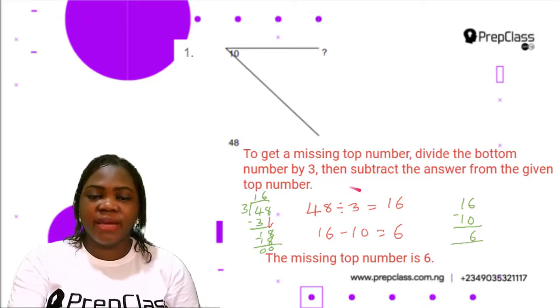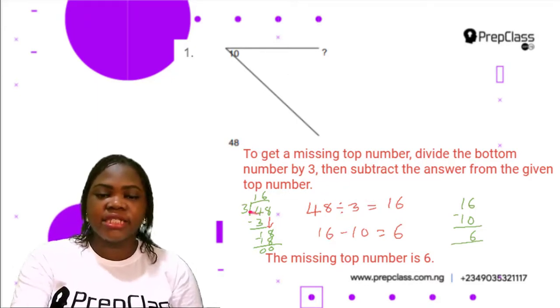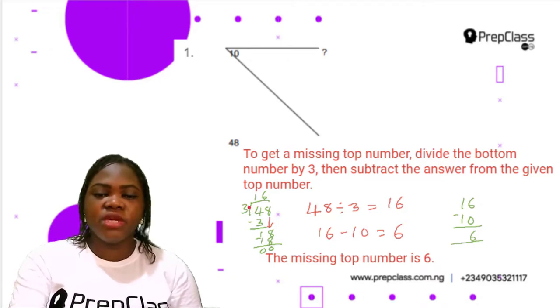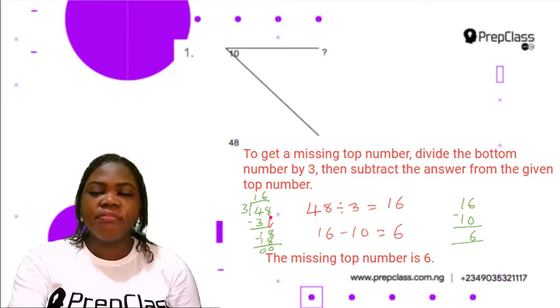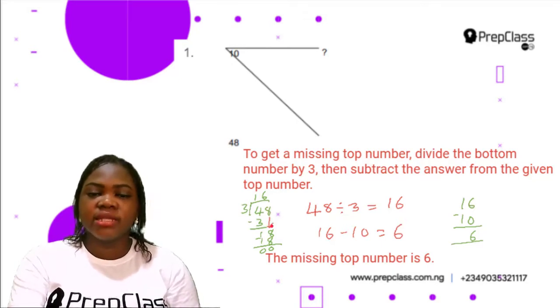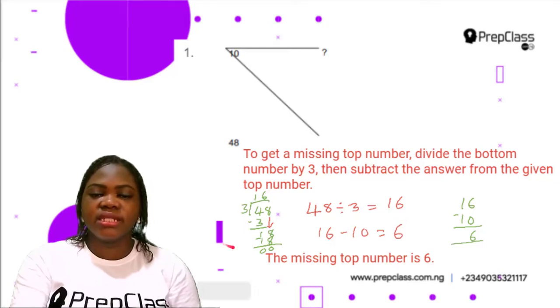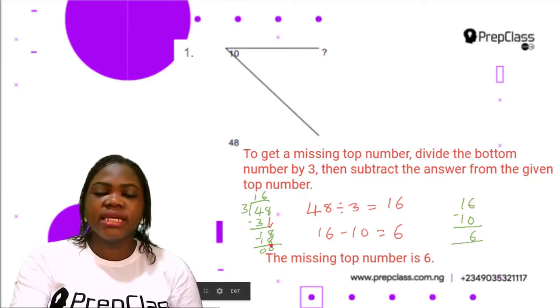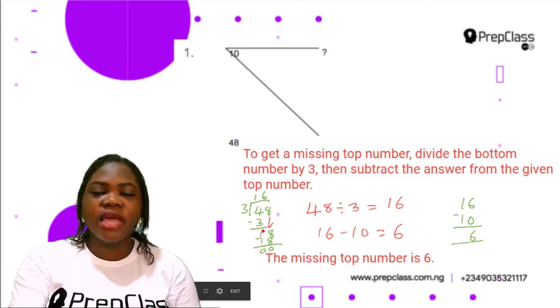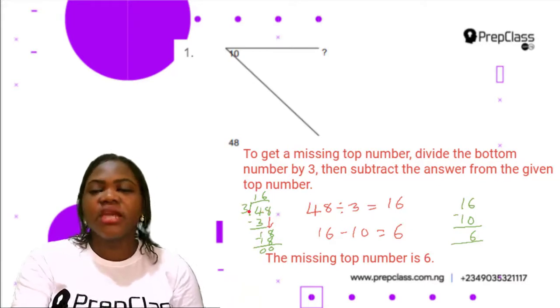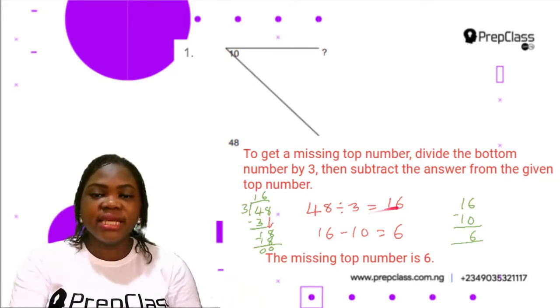So 48 divided by 3, let's do that here. 48 divided by 3. 4 divided by 3 is 1. 1 times 3 is 3. 4 minus 3 is 1. Then bring down the next digit, which is 8. So this becomes 18. 18 divided by 3 is 6. 6 times 3 is 18. 18 minus 18 is 0. So you can see that we've been able to completely divide 48 by 3. So 48 divided by 3 is 16.